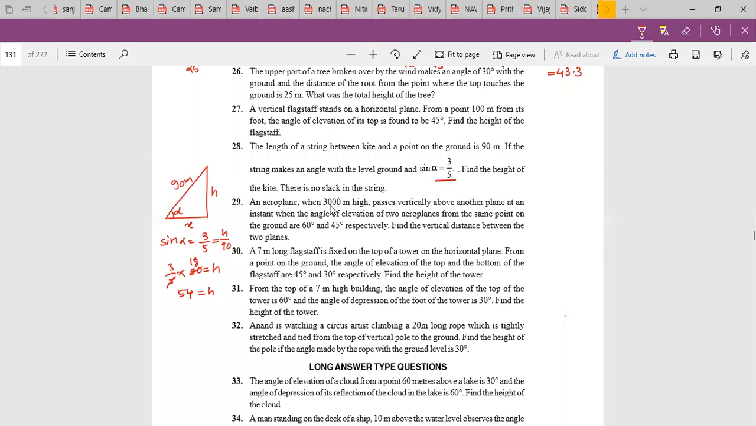An aeroplane, this is the same question as the exam I have given you. An aeroplane 3000 meters high passes vertically above another plane. So this 3000 meter plane is above the other plane. That means there are two planes, one above the other, here is one and here is one, at this height and this height. This upper one is at 3000 from the ground.